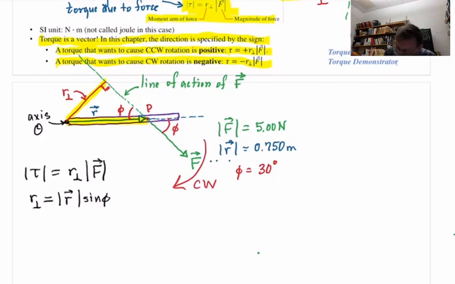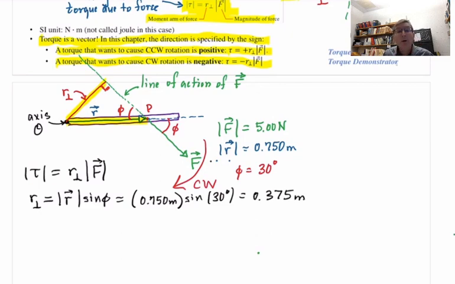So let's get that number. Magnitude R is 0.750 meters. And I multiply that by sine of 30 degrees. And of course, the sine of 30 is a half. So a half of 0.75 is 0.375 meters. There's the moment arm in this situation.